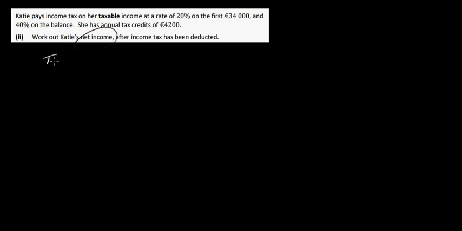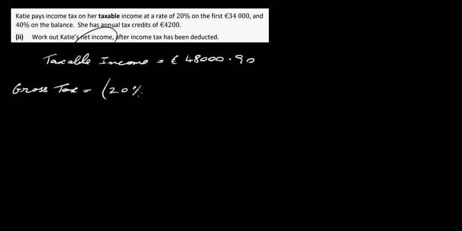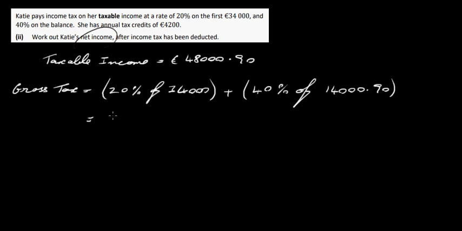Well, her taxable income from the previous section was 48,000.90 euros. Now let's work out her gross tax first. So her gross tax is just, we're told, 20% of 34,000. It's called the standard rate cutoff point, plus 40% of whatever's left over after 34,000. Well, if you take 34,000 from 48,000.90, you get 14,000.90. So you just got to work this out. So we have 6,800 if we get 20% of 34,000, and 40% of 14,000.90 is 5,600.